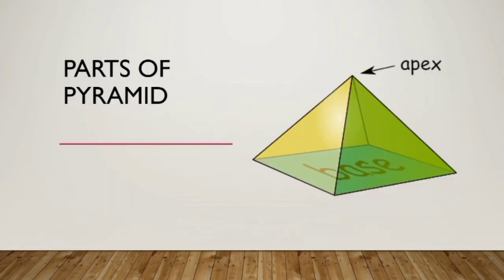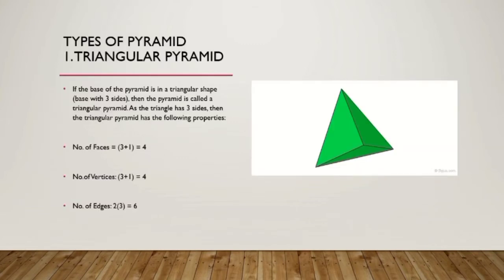Parts of pyramid: you have apex and base. Types of pyramid. Triangular pyramid. If the base of the pyramid is in the shape of a triangle with three sides, then the pyramid is called the triangular pyramid. As the triangle has three sides, the triangular pyramid has the following properties.